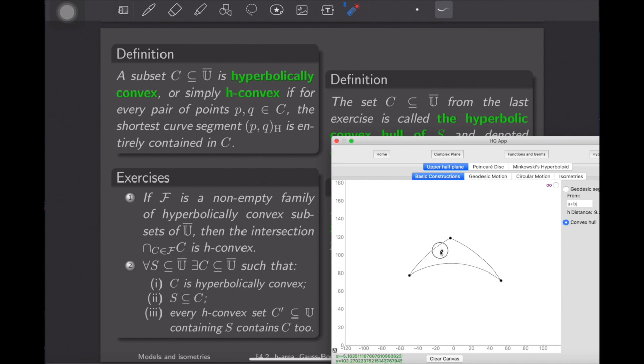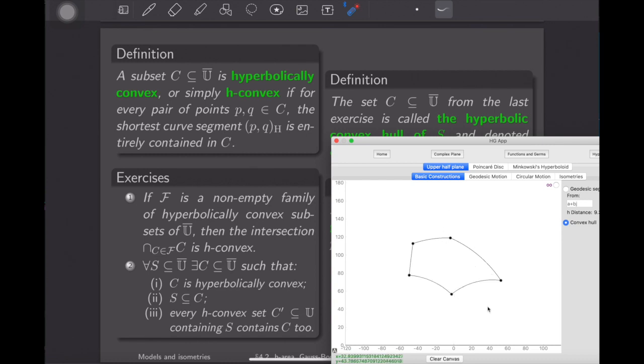Right? But if I move it, like for this other set of 4 points, the convex hull is all of this. So I cannot get rid of one of the points without making the convex hull strictly decrease.